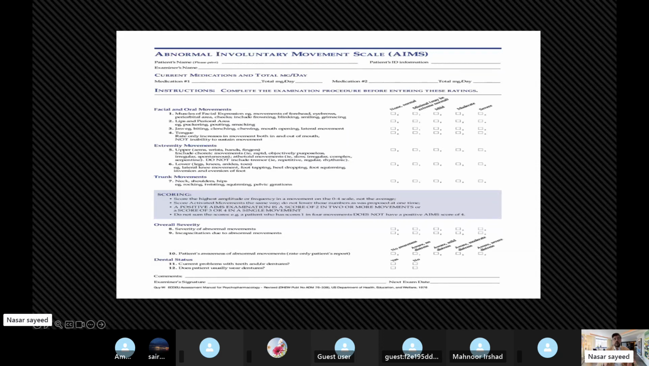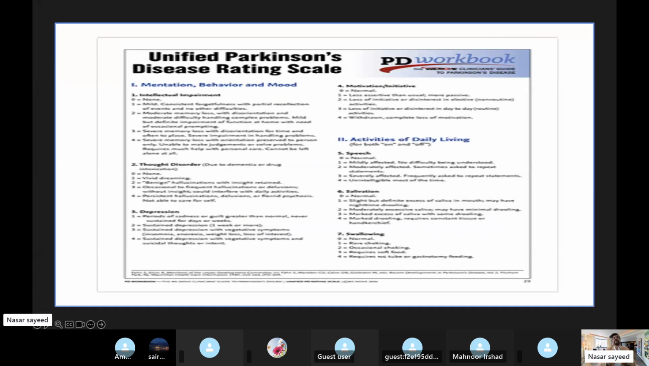So the movement disorders could be facial and oral movements, extremity movements, trunk movements, and overall severity and patient's awareness of abnormal movements. You rate them, and if the patient is falling between moderate to severe, he needs definite intervention. If it is mild, only the observation can be continued.